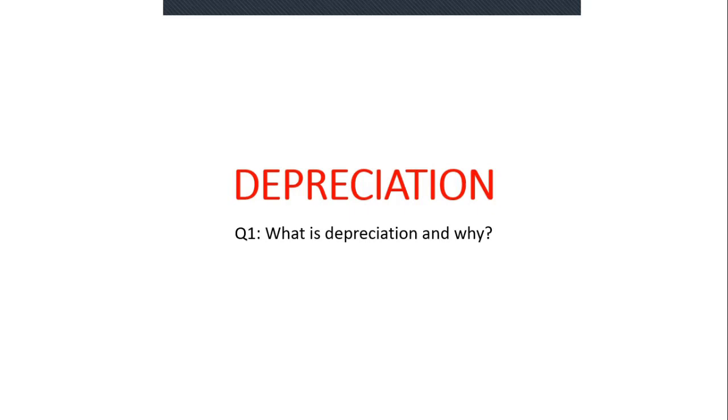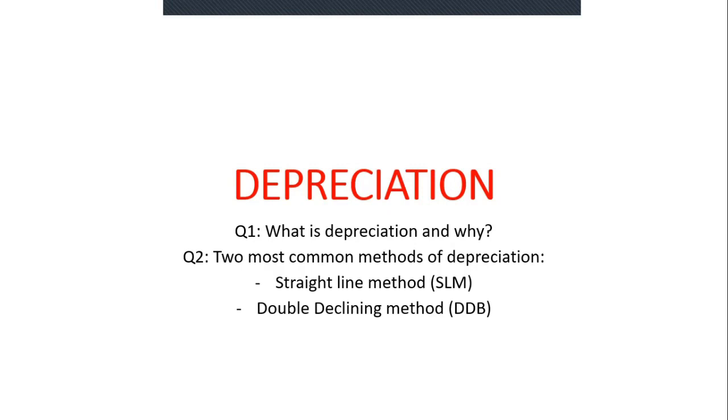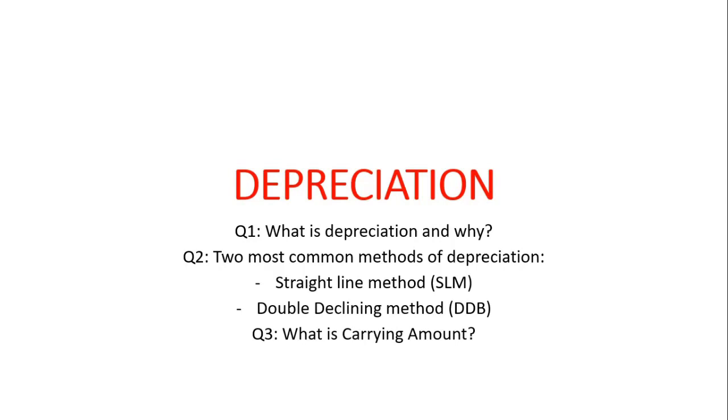In this video, we are going to talk about depreciation and look at three small questions. The first one is what is depreciation and why do we charge depreciation? The second one is two most common methods of depreciation. They are known as straight line method and double declining method. You can always refer to them as SLM for a straight line and double declining, which is DDB, commonly known as DDB method. The third and the last question is what is carrying amount?